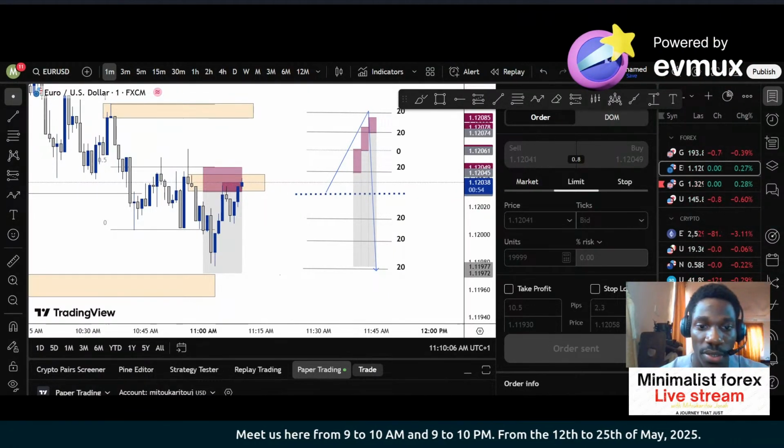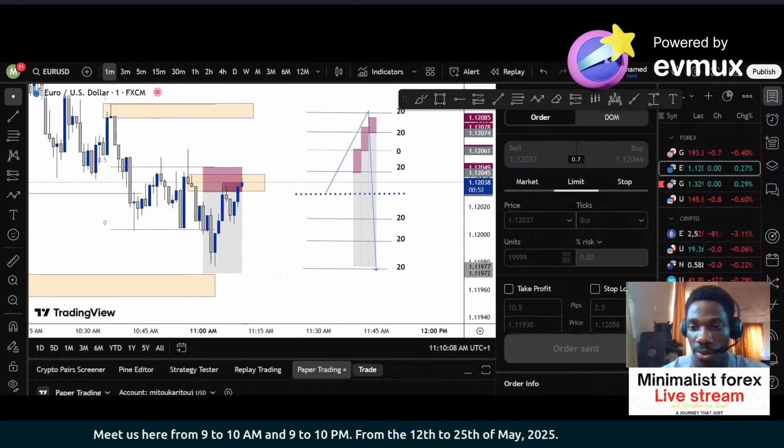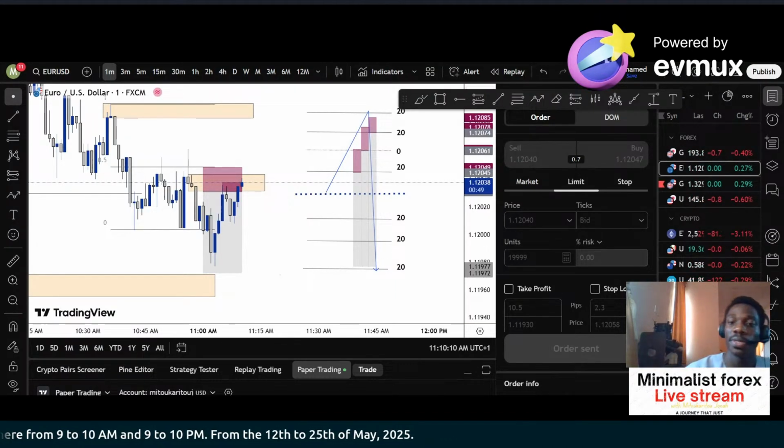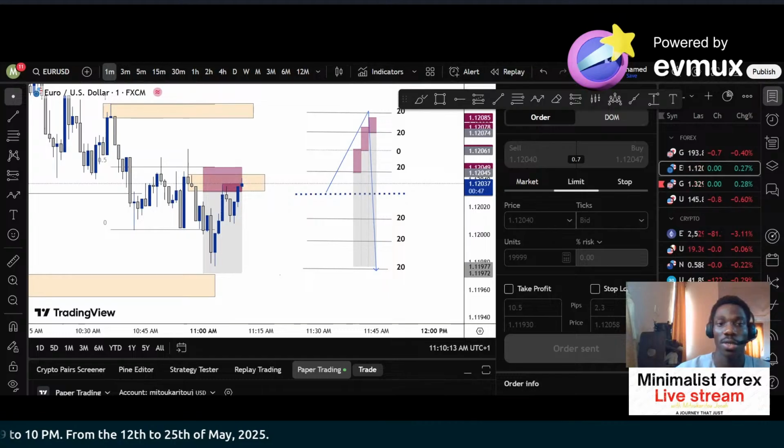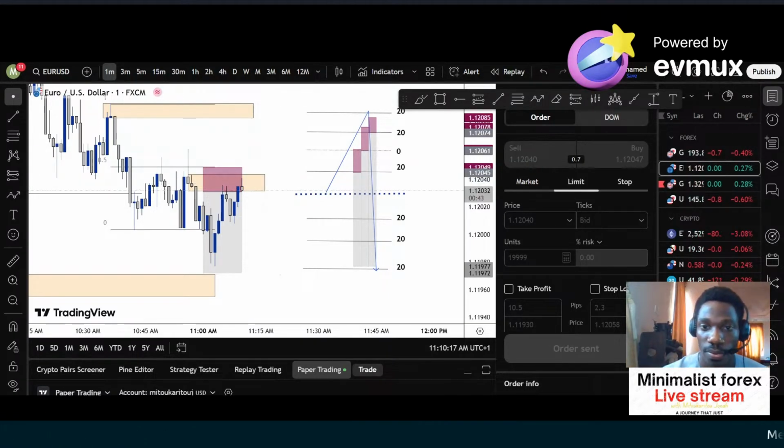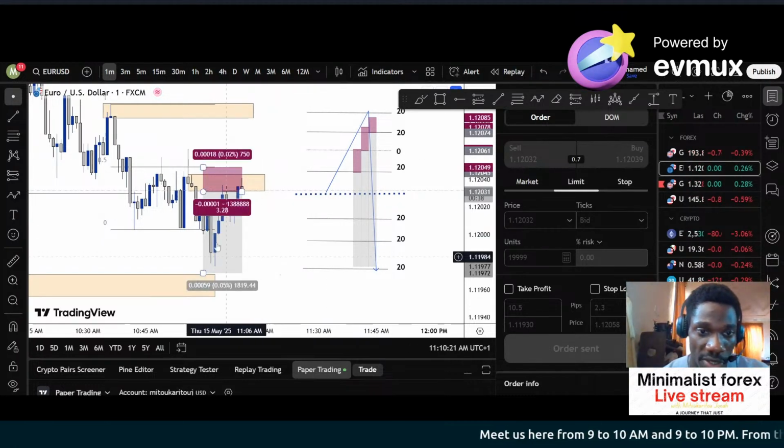This should be it. All right. This is the trade. So when it completes, I'm going to show you what it looks like here, if it completes, like if it hits take profit.